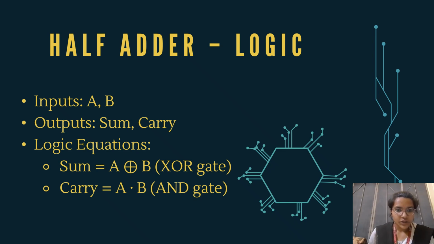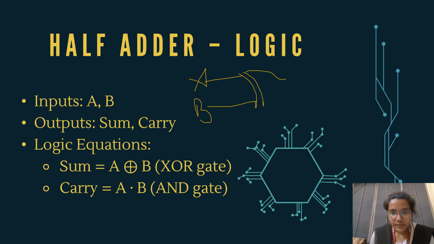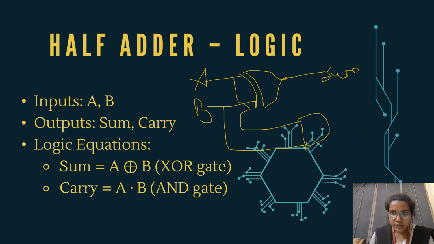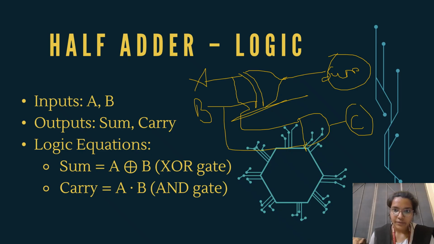For a half adder, the logic is: if you take inputs A and B, both going into an XOR gate, you get sum. For sum, it is an XOR gate, and for carry, it is an AND gate, which is this way. You get carry. This is the XOR gate, and this is the AND gate. We get sum from the XOR gate and carry from the AND gate.